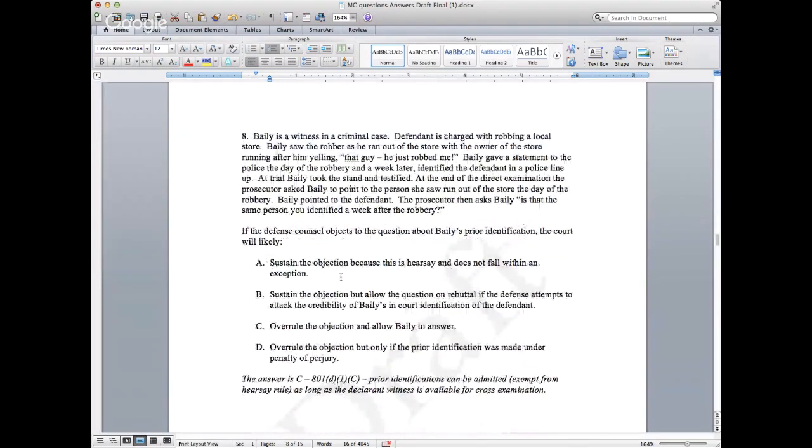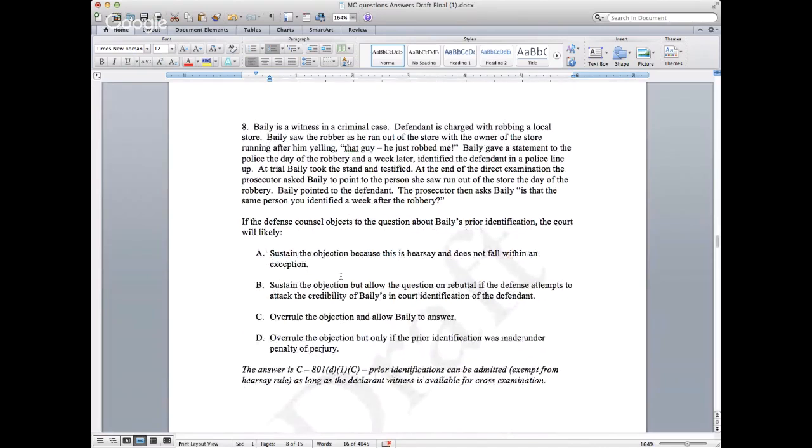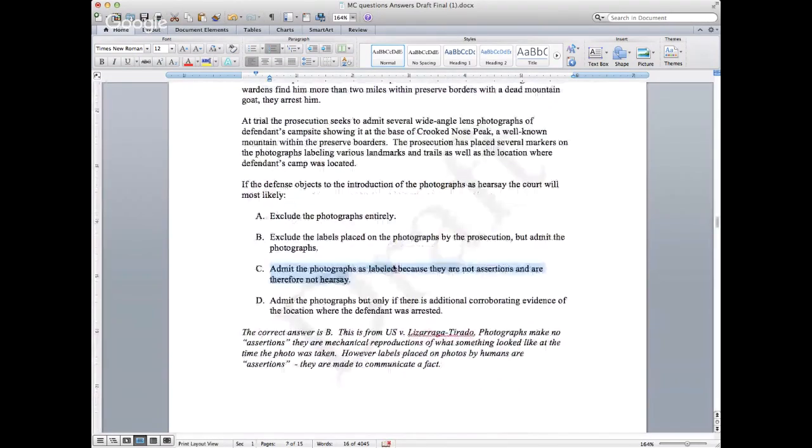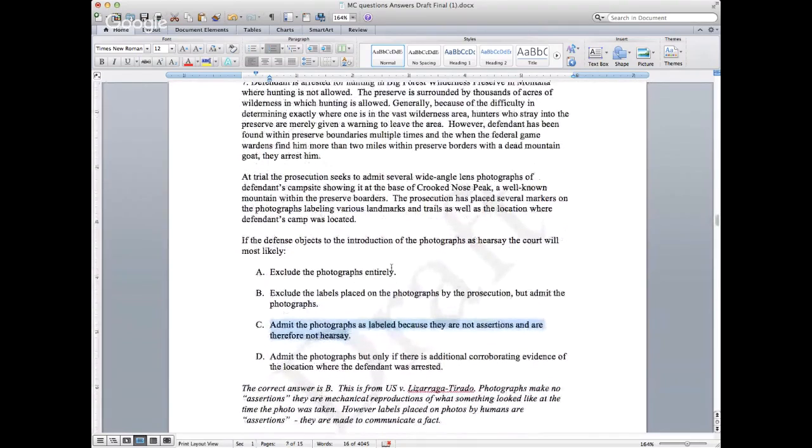Hey, can you hear me? Yes, I can hear you. Just a quick question before we leave that question. If those assertions, the labels on the photographs, which are the assertions, right, if they were independently verified, would that change the equation? I'm asking because I got B when I did this, but D kind of suggests something to that effect.